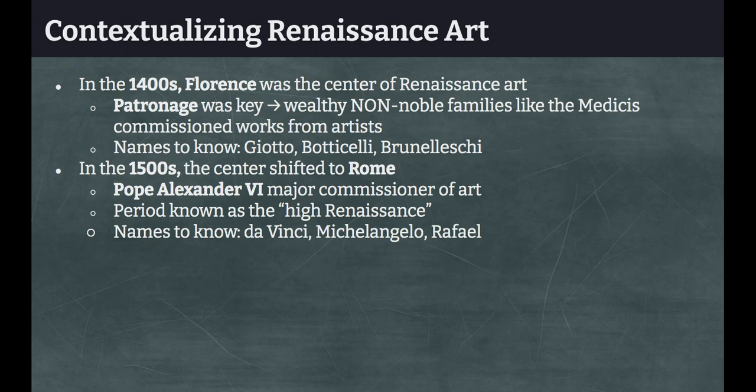Then, in the 1500s, the center of art and power shifted to Rome. Remember, that's in the Papal States. Because Rome is in the Papal States, it is the center of the Roman Catholic Church, as the name suggests. So the main commissioner of art during this time is not going to be the Medicis, but instead Pope Alexander VI. This period is also known as the High Renaissance.